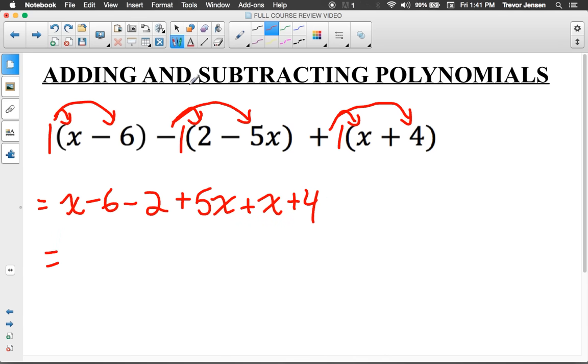Collect your like terms. I have a 1x plus 5x plus 1x. That is 7x. And now my constant terms, I have -6, take away 2, plus 4. -6 take away 2 is -8, plus 4 is -4. So I have -4. And that expression is fully simplified. Can't collect those together because they're not like terms.